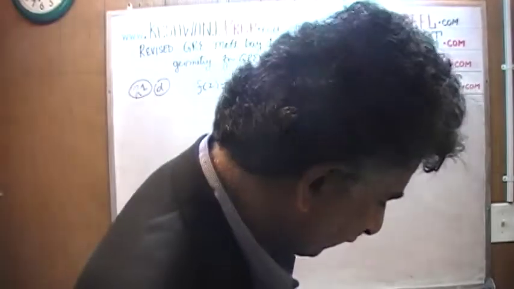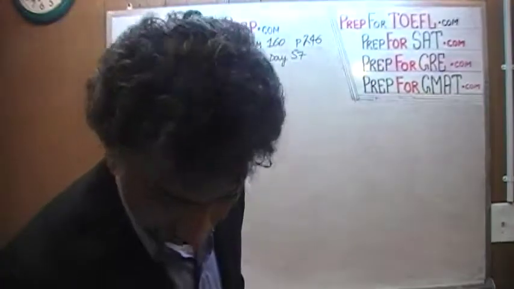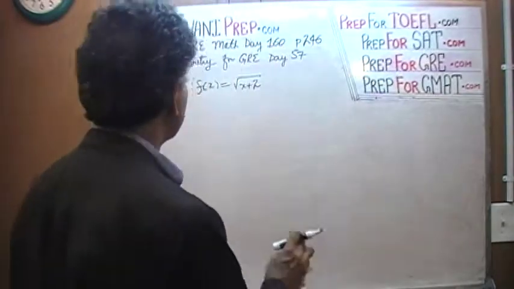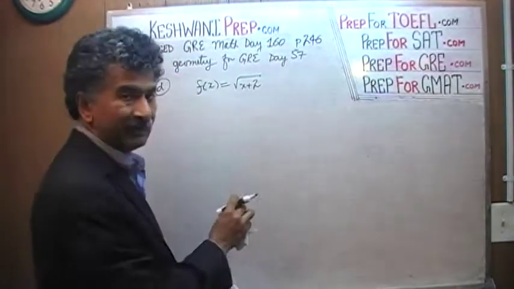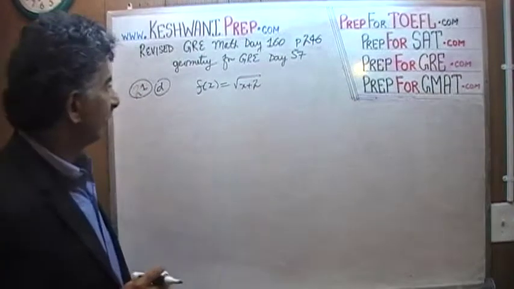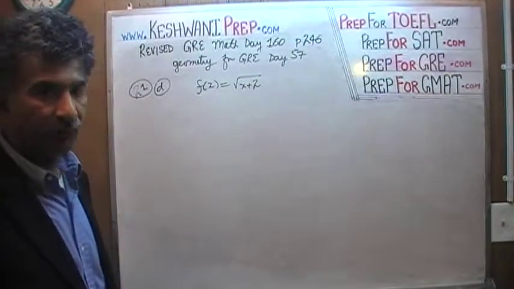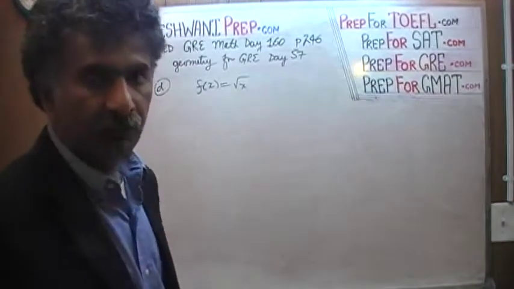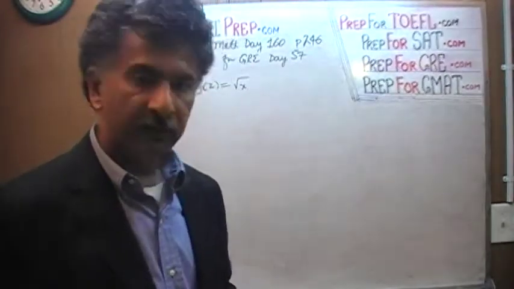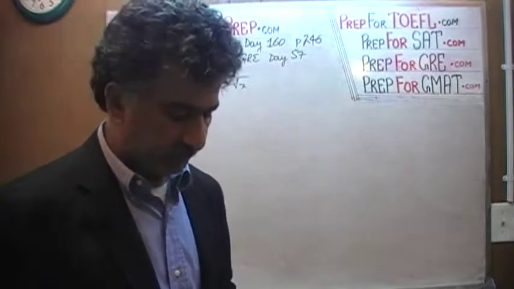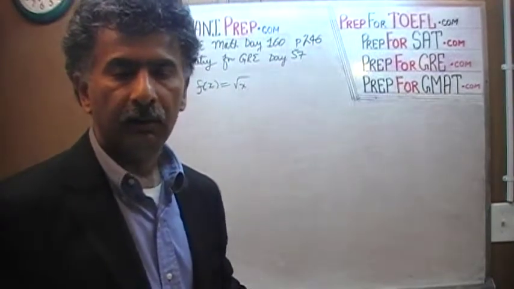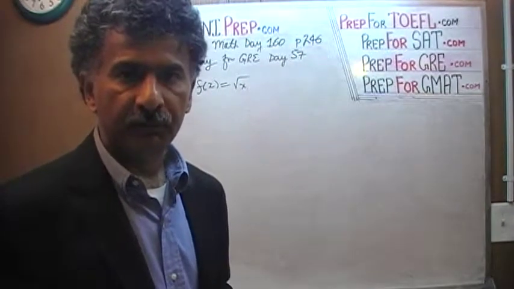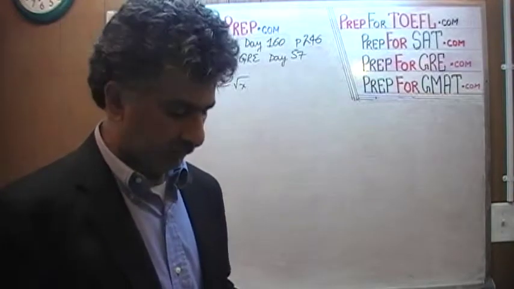We are going to start our story with something simpler. Instead of f of x being equal to the square root of x plus 2, let's first contemplate f of x equals square root of x. Let's understand what that means before we make the transition to something that they're giving us.